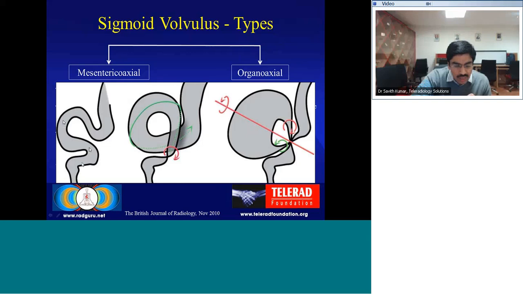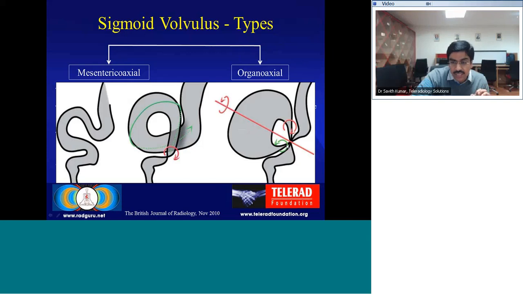You have a rectosigmoid junction and a descending colon and sigmoid junction. When the bowel rotates along the long axis of the sigmoid colon, involving only the rectosigmoid limb in the twist and not involving the other limb, this is an organoaxial type of sigmoid volvulus. And when both the limbs are involved in the twist, where in this case the axis of rotation is in this plane, then this is a mesenteroaxial volvulus.